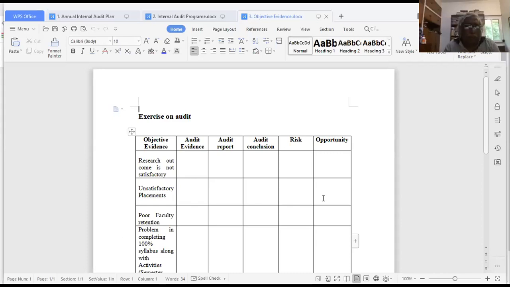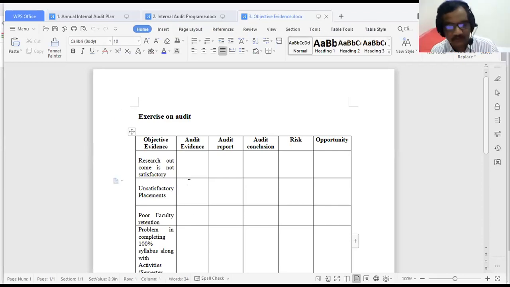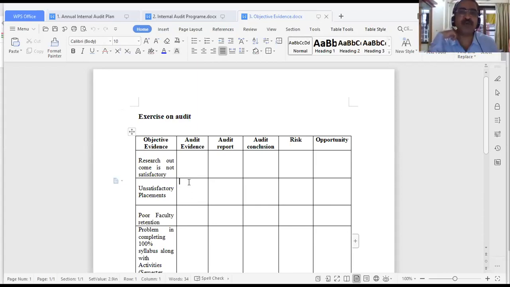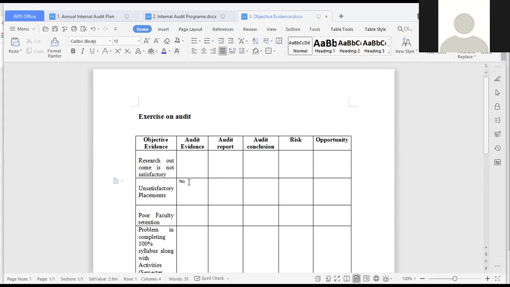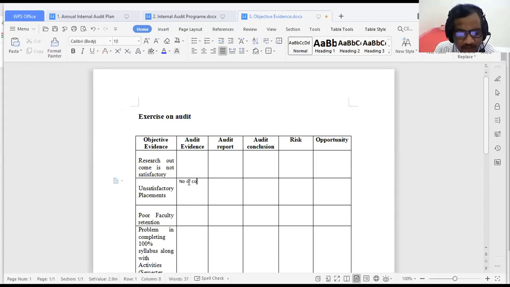Audit evidence. Number of placements done less. Sir, audit evidence will be the record for that. Record of placements. How many students placed. That's right. Record of placements. Very true. Even the number of companies coming to campus. Number of companies coming to campus. Very true. Appointment letters.